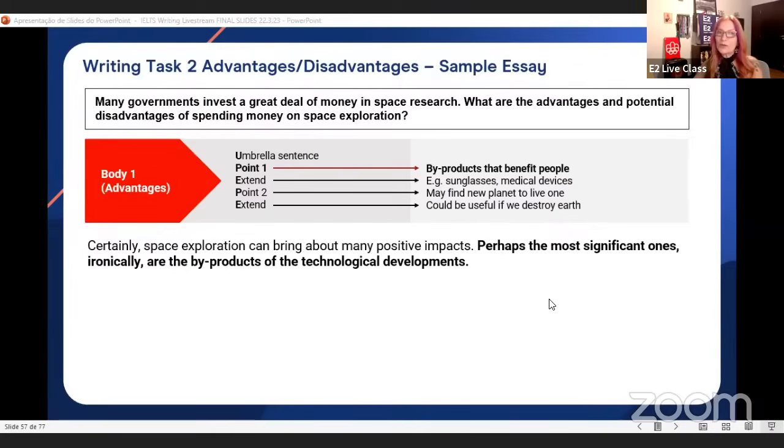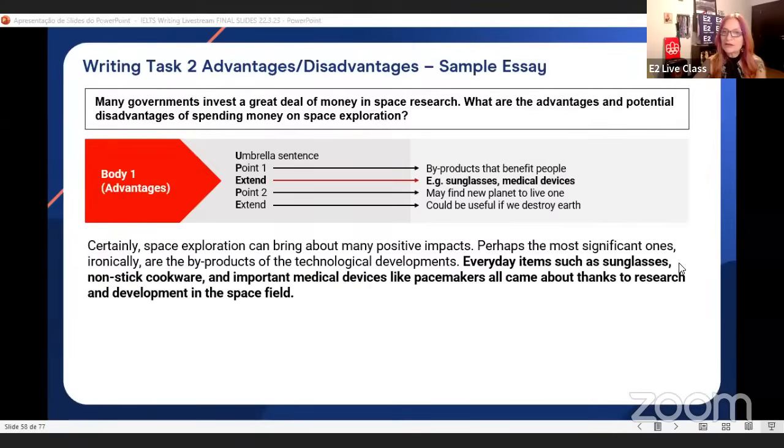Now the next sentence, when we're going to introduce the point. So perhaps the most significant ones, ironically, are the byproducts of the technological developments. Now, ironically, this is what we call an interrupting phrase, okay? It comes in between commas, and you can use it in particular, in general. So you can try to emphasize, to bring in a little bit of personality even to your writing. So you can include what we call an interrupting phrase, and that will come in between commas, as ironically does.